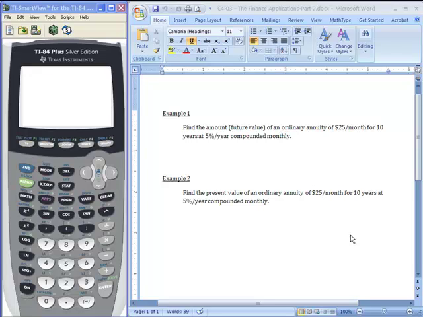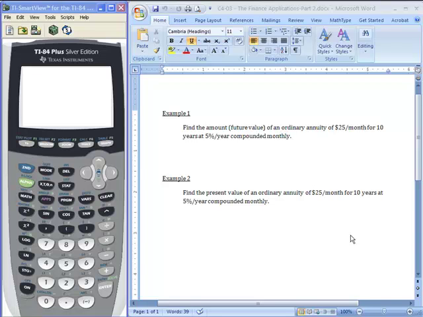The Finance Applications Part 2. What we want to consider in this video are the future value of an annuity and present value of an annuity formulas. Now you already have a handout with 2 pages that shows you how to use the formulas as you have been given them on another handout.